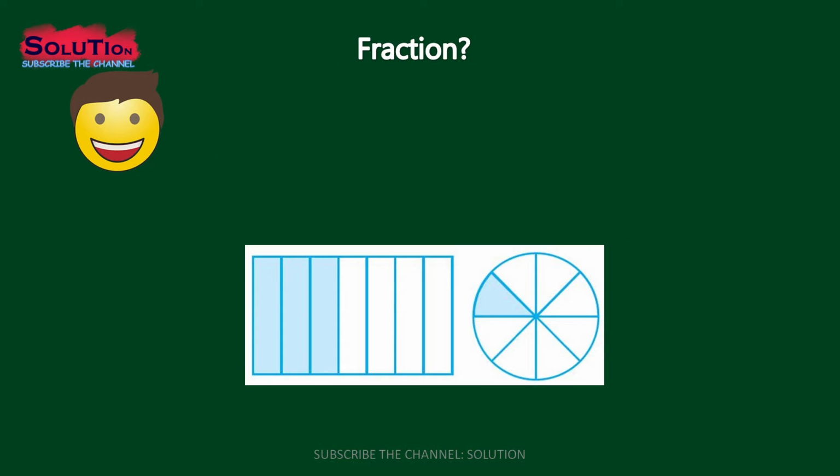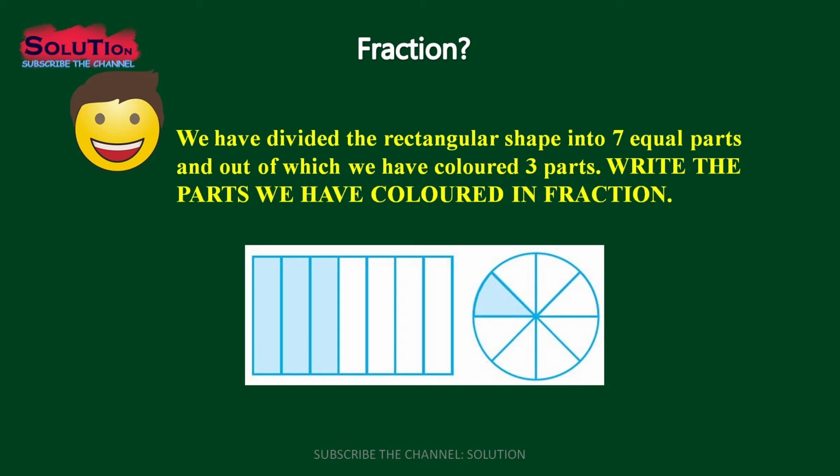Let us understand this with some example. You can see there is a rectangular block which is divided in some pieces, and there is a circle which is also divided into equal parts. Let us write for the rectangle first. Clearly you can see the rectangle is divided into 7 equal parts.